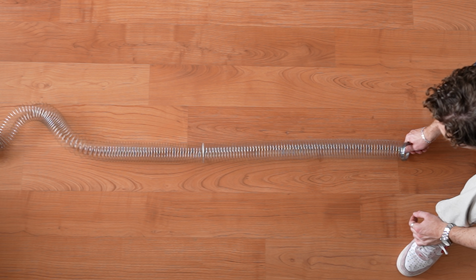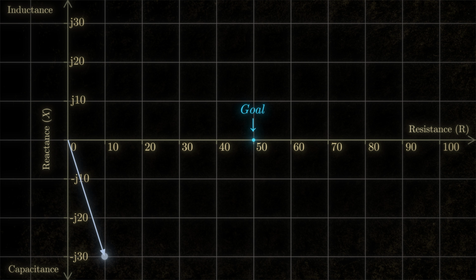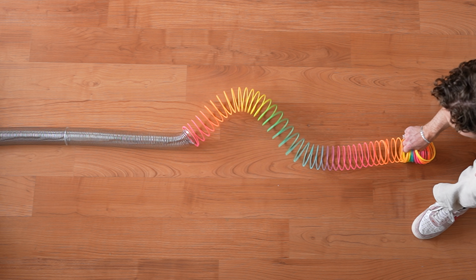No reflections. Let's suppose we measure the impedance at the antenna, and it's 10 minus J30. This is a pretty bad match. It's like having two slinkies that are quite different.